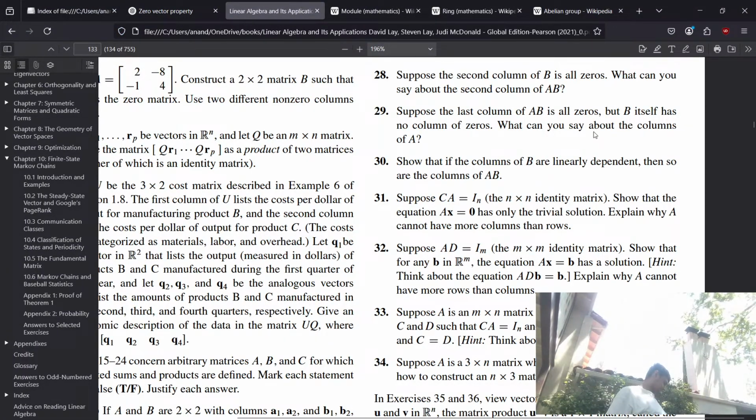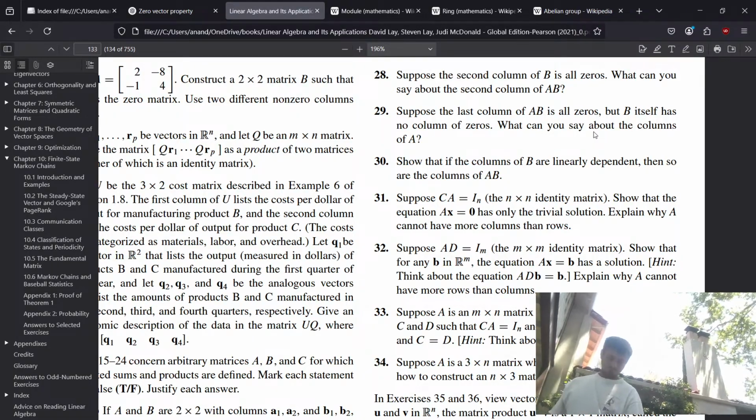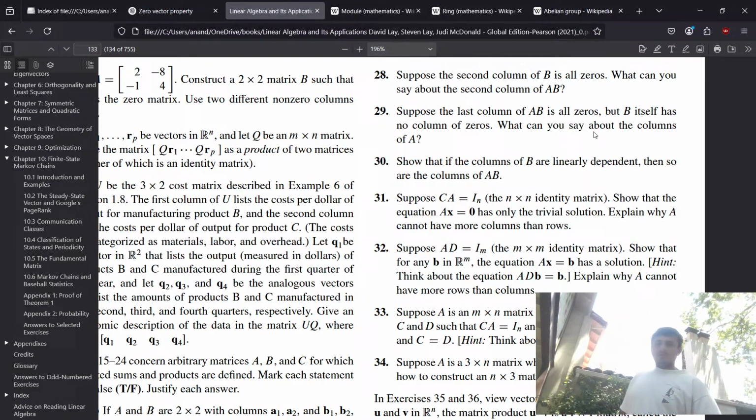Hey, more water. Yeah, the thing about linear algebra is that there are so many different ways to say the same thing. Okay.